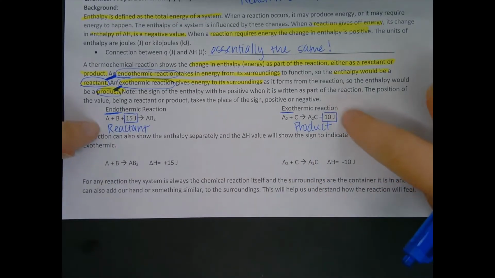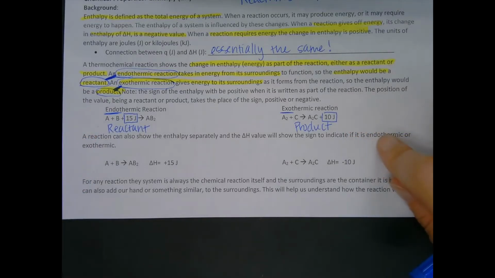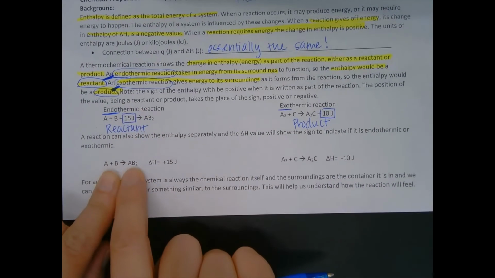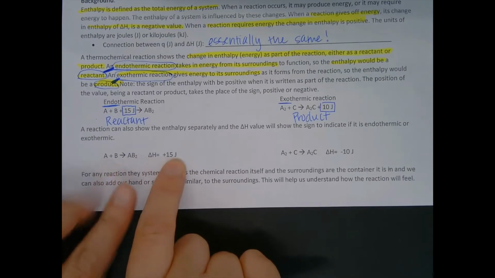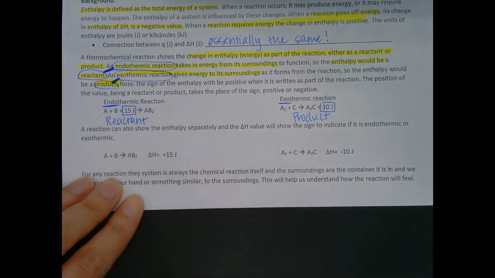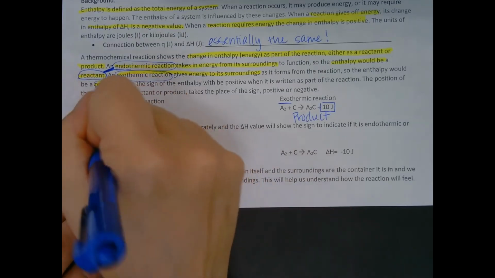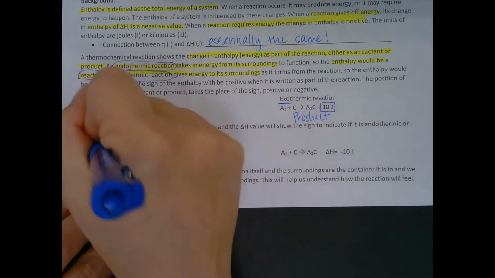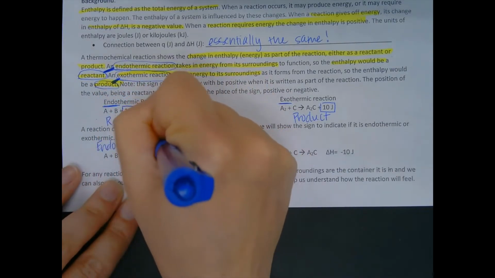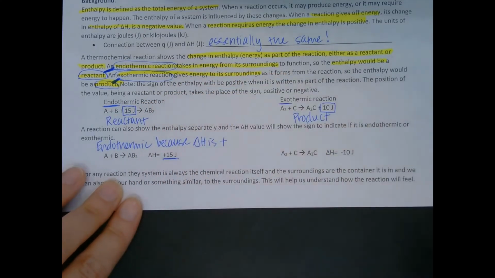So this is what it looks like when we write it in the reaction itself. But we can also write the enthalpy separately as a delta H value. So here, this is the same reaction. But now, instead of writing the 15 joules as a reactant in the reaction itself, I just pulled it out and say delta H equals. And it's positive here, okay? And it's positive because it's endothermic, because it's a reactant. So I'm going to say this is endothermic because delta H is positive.